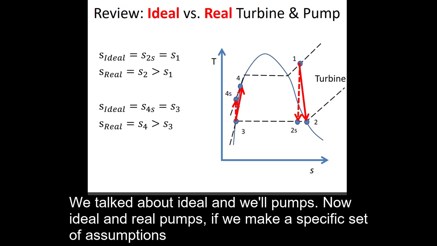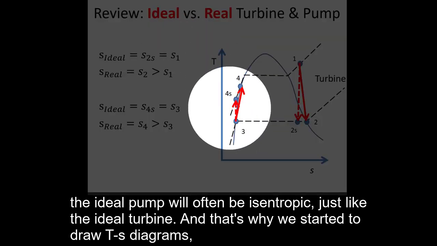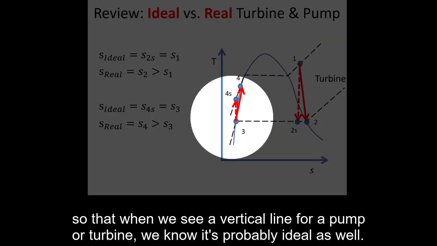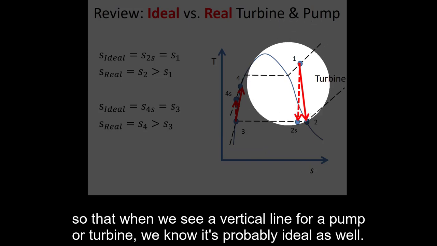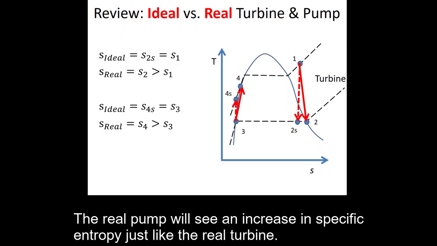We talked about ideal and real pumps. Now, ideal and real pumps, if we make a specific set of assumptions, the ideal pump will often be isentropic, just like the ideal turbine. And that's why we started to draw TS diagrams, so that when we see a vertical line for a pump or a turbine, we know it's probably ideal as well. The real pump will see an increase in specific entropy, just like the real turbine.